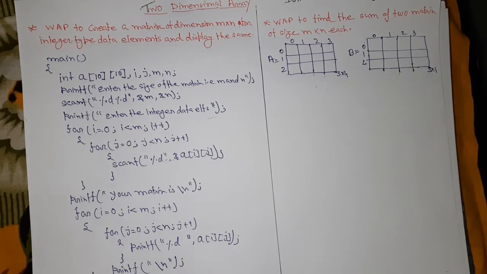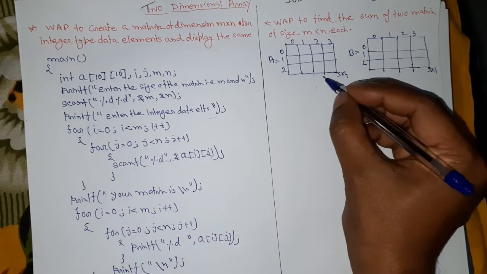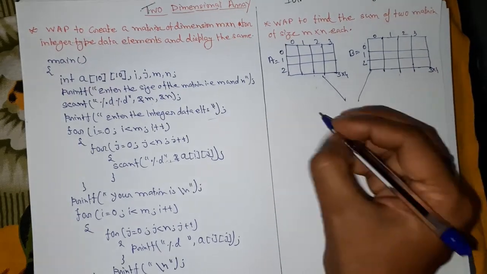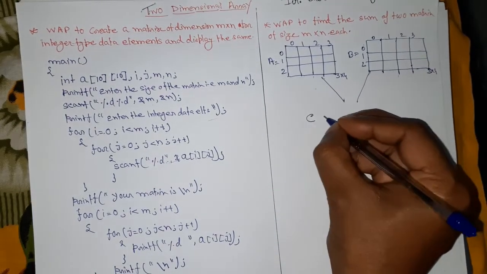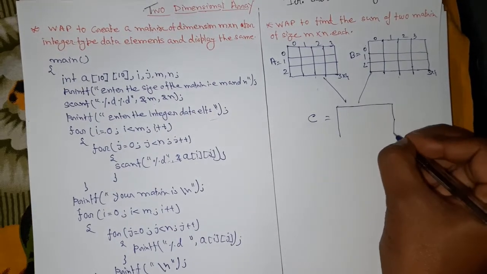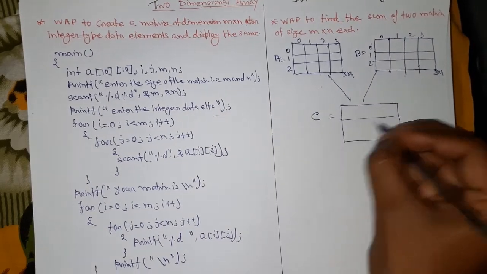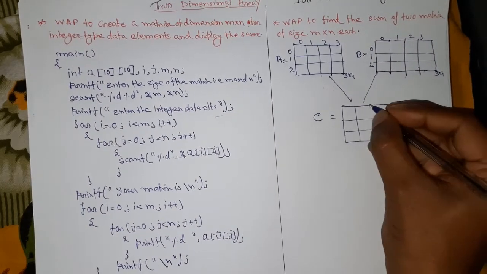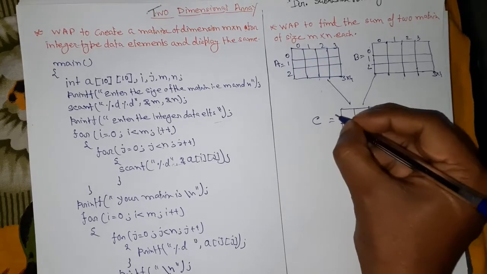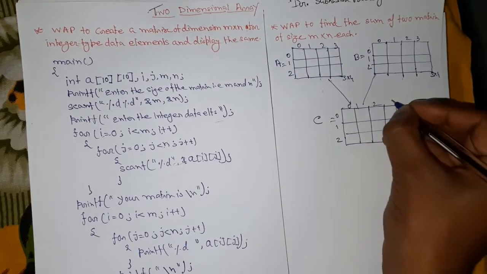Now, once we find the matrix addition of these two matrices, we will have a resultant matrix. Definitely it will be C, which is also of the similar type, it means the similar size. So there will also be 3 rows and 4 columns. So it will be 0, 1, and 2, 0, 1, 2, and 3.